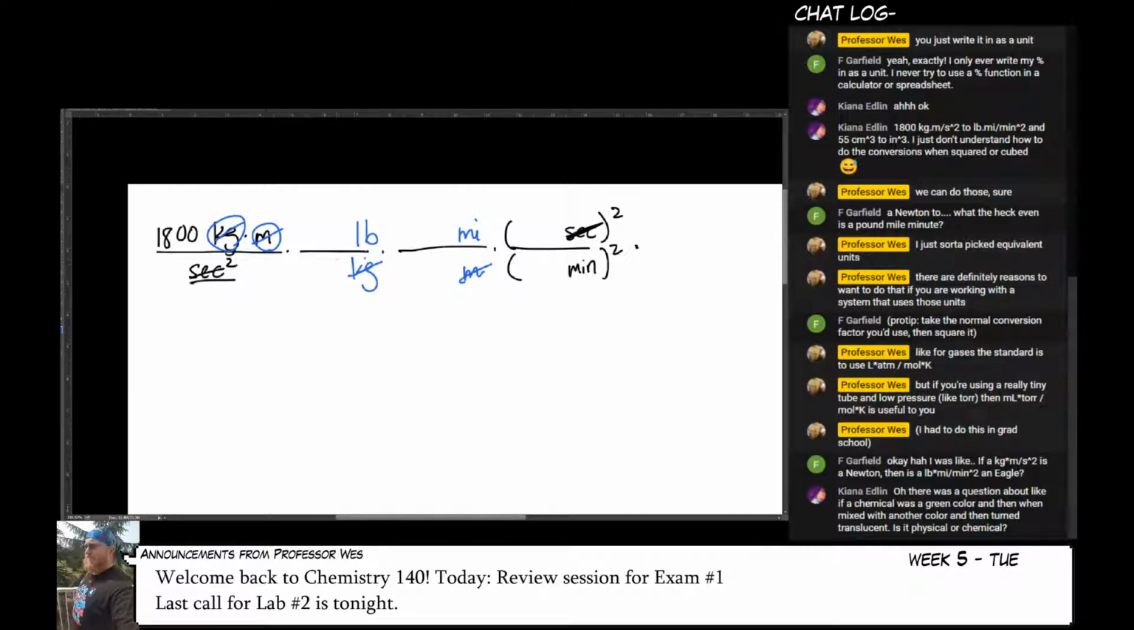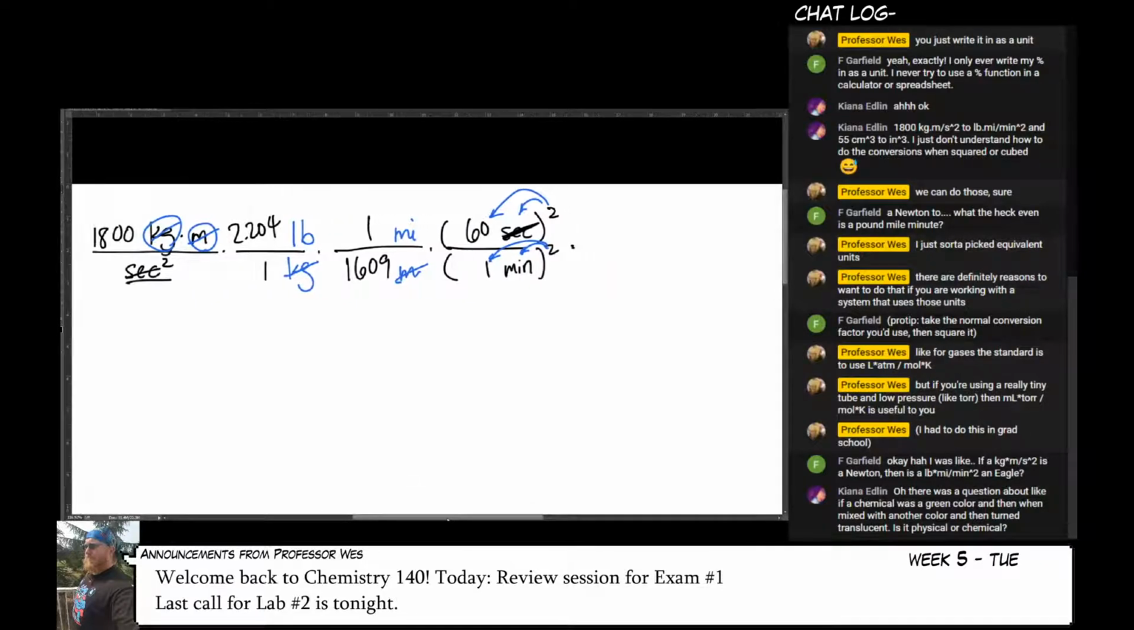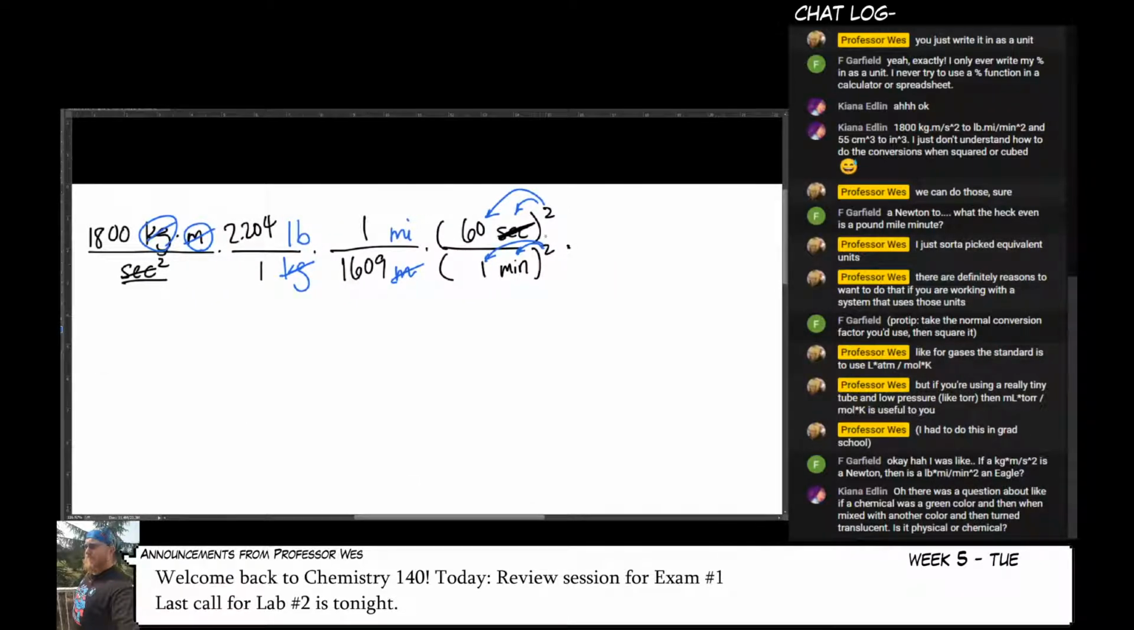So now I can go and look up the conversion. A kilogram is 2.204 pounds. There are 1,609 meters in a mile, because a mile is just 1.609 kilometers. And then in 1 minute there are 60 seconds. But in 1 minute squared there are 60 squared seconds. So when I square the unit, I also have to square the number. And so now I can just punch all this in the calculator, and the units that are left over will be the units of my answer.